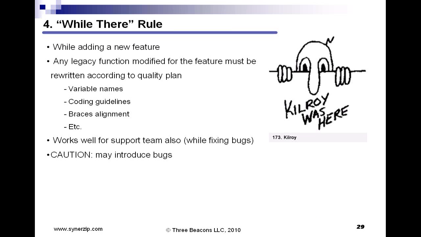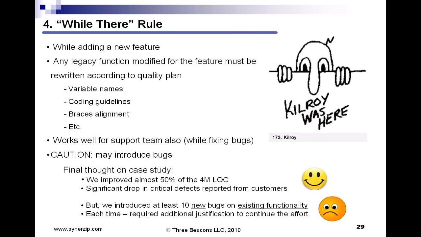Now, just a quick final thought on that case study that I mentioned a while ago about 4 million lines of code. We did the while-you're-there type rule, and we improved almost 50% of the 4 million lines of code. So roughly 2 million lines of code we improved and brought up to our current quality standard. We did see a significant drop in the critical defects as reported from the customers. So yay, hurrah, big pats on the back for everybody. But the final caveat I'd like to remind you of is that in doing so, anytime you're redoing an existing function or method, you might introduce new bugs, and yes, we did. And it's a little bit embarrassing.